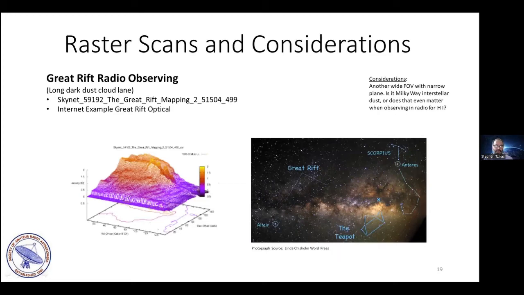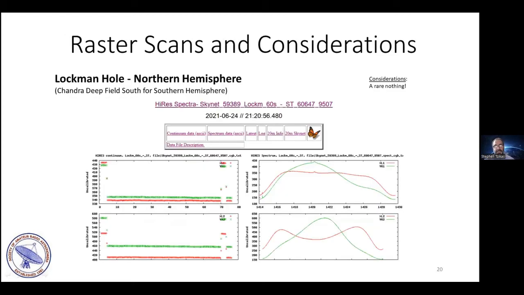Here is one. This is one of my observations I did in the past. Hydrogen-1 is everywhere in the sky, so you will always find that. And I learned of the Lockman Hole in the northern hemisphere, the Chandra Deep Field South for the southern hemisphere is very similar. It's a place with very little hydrogen-1 and dust. And if you look at the peak 420 on this, that is the smallest hydrogen peak I ever saw on a radio telescope. I called it a rare nothing.